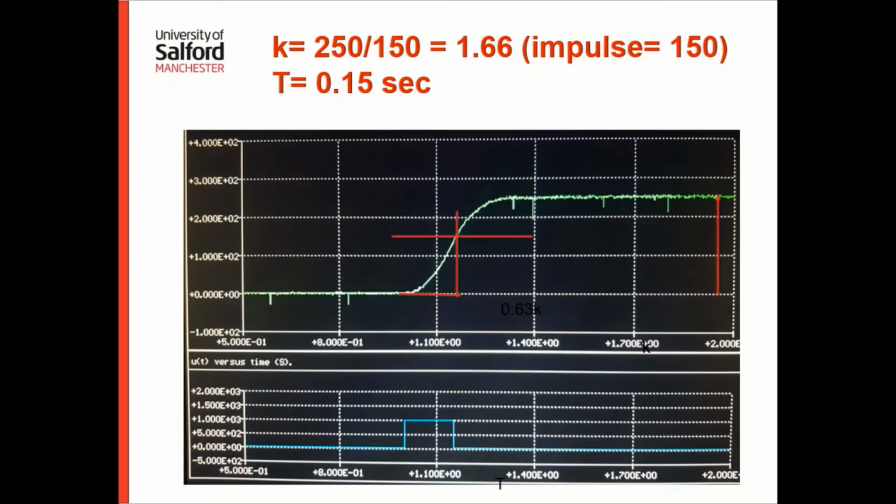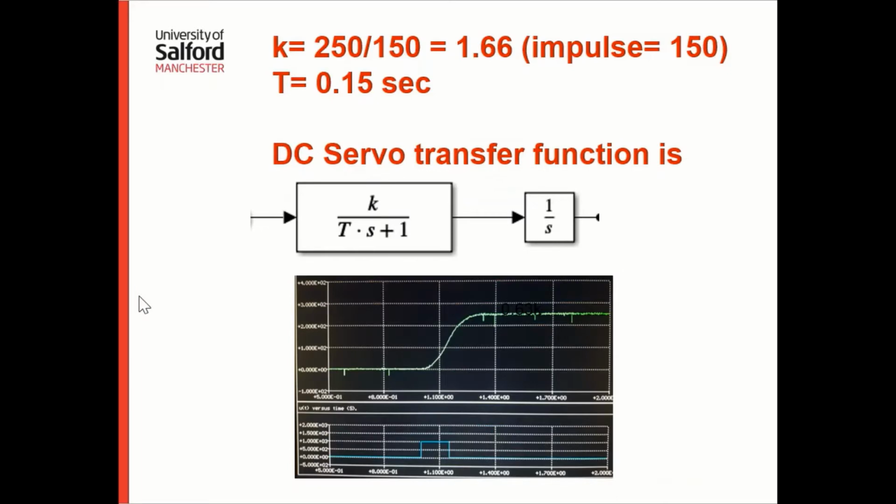So I've now got the K and the T, which means I've now got my DC servo transfer function here, and I know that K is 1.66 and T is 0.15. So I've now got my transfer function, which I can then use for control system design. And that's what we're going to look at next, using this transfer function to design a proportional control system and in it control the damping ratio.